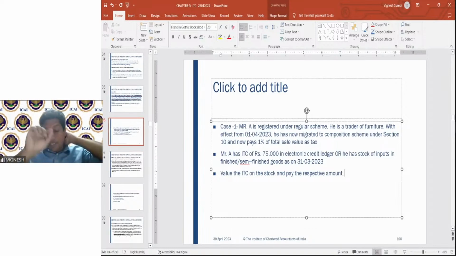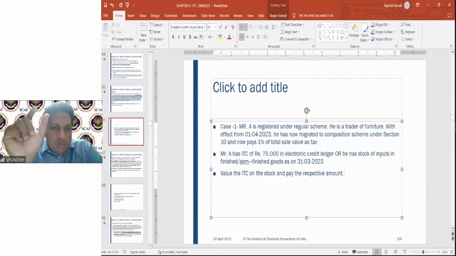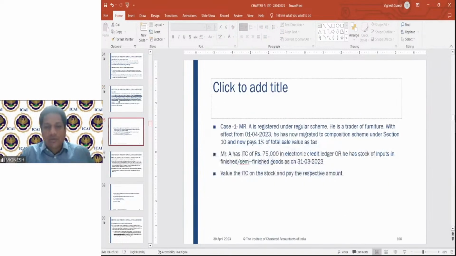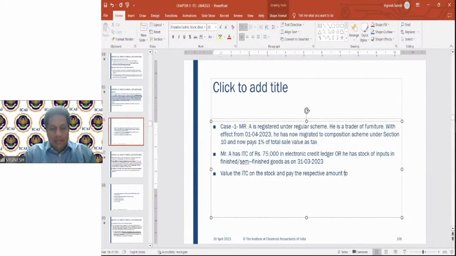He is registered under the regular scheme. Whatever input tax credit he has claimed will be there in the credit ledger. If he has utilized that in the regular scheme itself, that won't be there. But assuming he has purchased some goods in the regular scheme, the amount of that ITC, 75,000, is still there. He has nothing in the input tax credit, but he has stock of finished or semi-finished goods. In that particular situation, you have to value the respective ITC and pay that respective amount to the department.